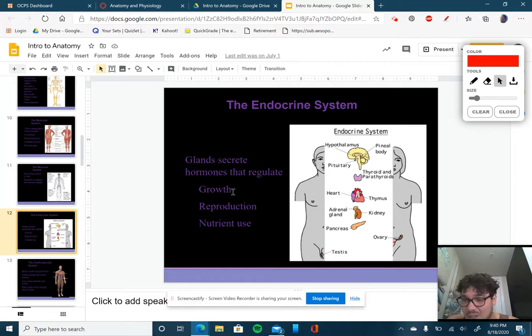Growth. There's a literal hormone called growth hormone. Reproduction. It's not just procreating. It's also the reproductive hormones that are made post-puberty, which a lot of you guys would be in that stage. In men, that's going to be testosterone. In women, that's going to be estrogen and progesterone. And finally, nutrient use, aka metabolism.